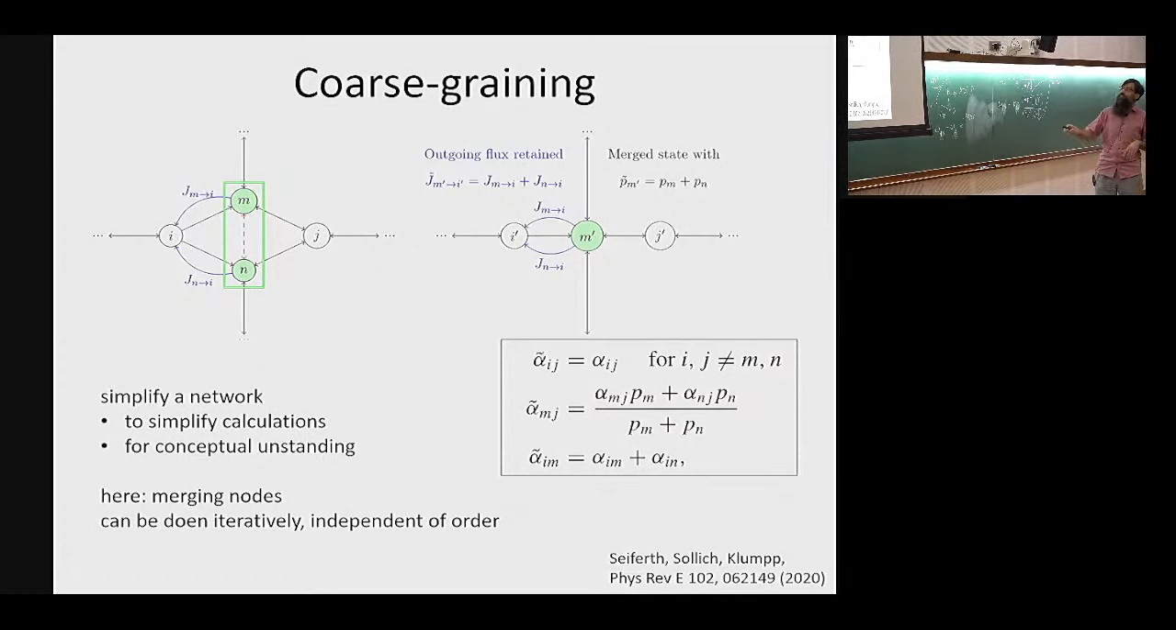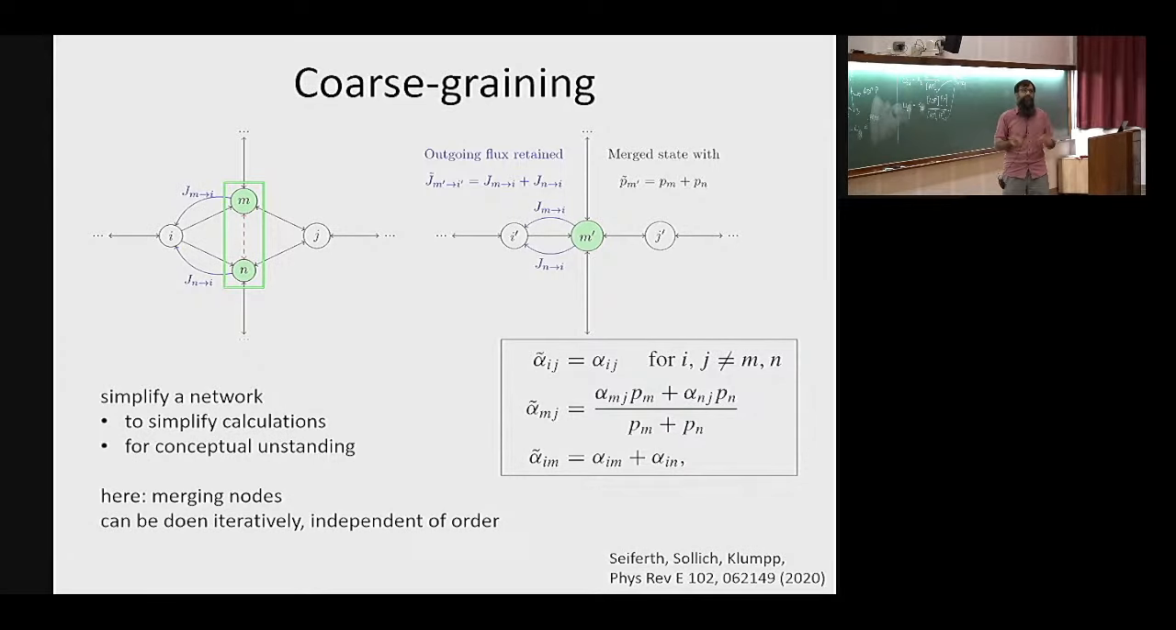One nice feature of this procedure is that you can do this iteratively. You can merge two nodes and then you can merge more nodes. You can do this as many times as you like, and the result will be independent of the order in which you do this. This is not true for all procedures that you can imagine. There are some procedures where the order in which you simplify things matters. But in this one, it doesn't.